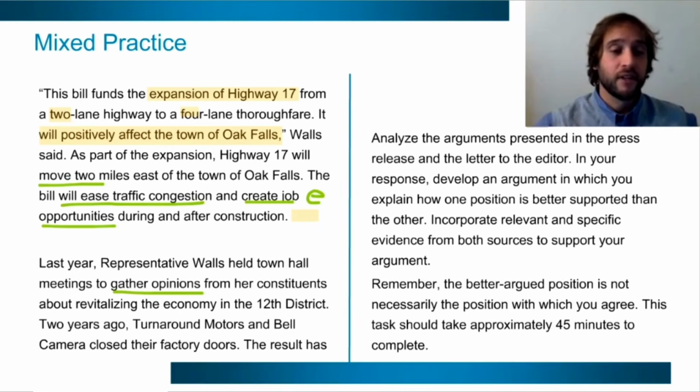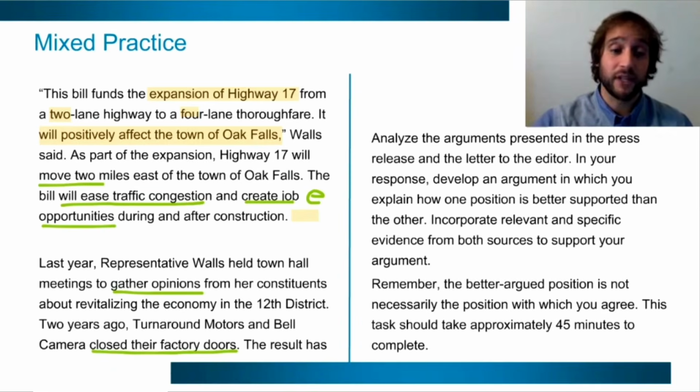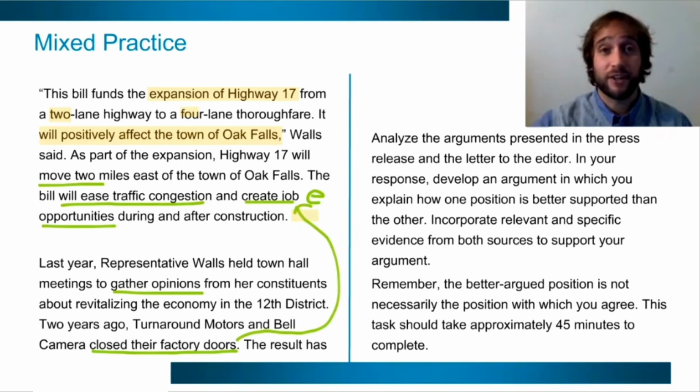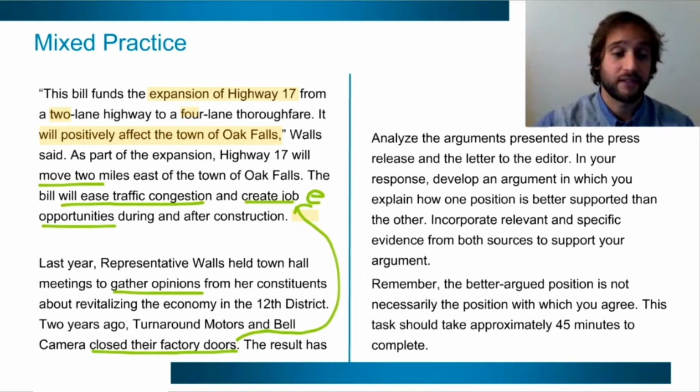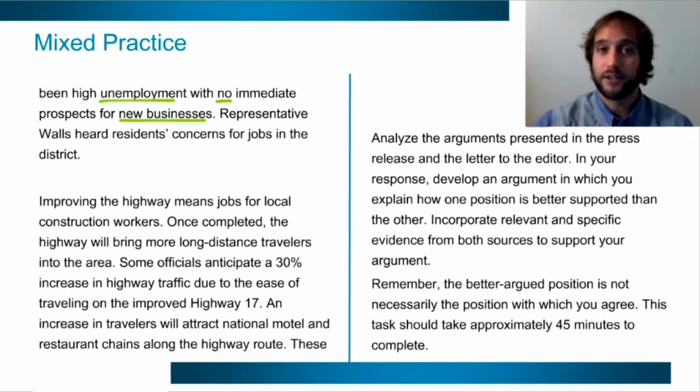Let's see. "2 years ago, Turnaround Motors and Bell Camera closed their factory doors." Okay, so we had some businesses close. That might be, especially if we link it to the fact that this could create job opportunities, maybe those two facts together could be really powerful support for Representative Walls's position. Let's look at the next part here. "The result has been high unemployment and no prospects for new businesses." We got unemployment, no new businesses. Well, again, that might be a reason why we want to bring businesses here. Then we learned that Representative Walls heard their concerns for jobs in the district.